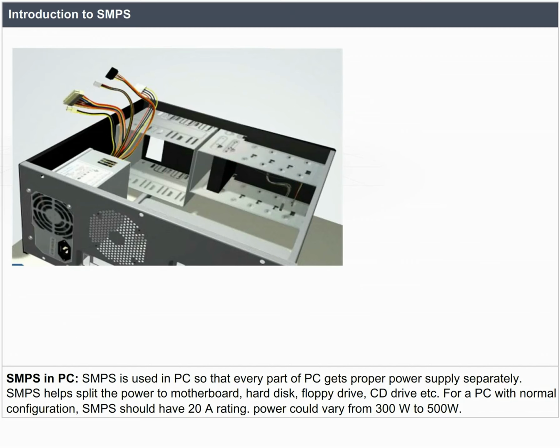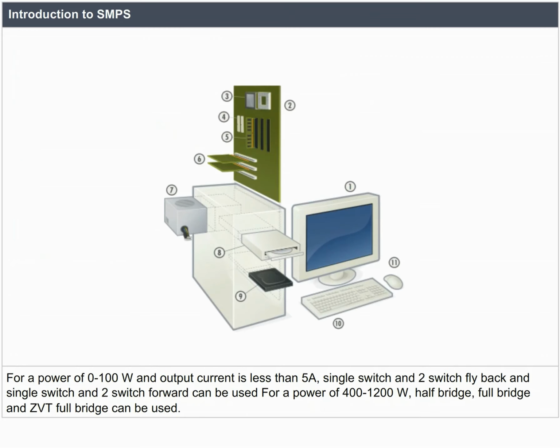For a power of 0 to 100 watts and output current less than 5 amps, single switch and two switch flyback and a single switch and two switch forward can be used. For a power of 400 to 1200 watts, half bridge, full bridge, and ZVT full bridge can be used.